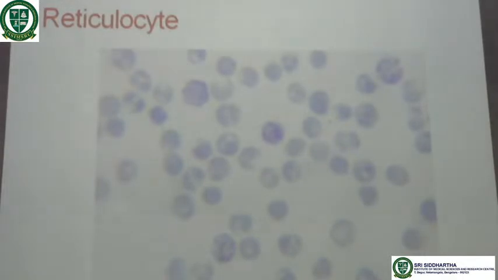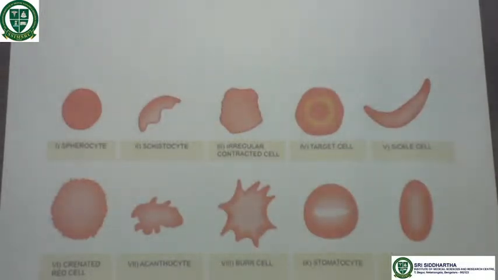They don't have genetic material. So these are the reticulocytes. Now I'll show you all the abnormal RBC forms. First one is the spherocyte, a RBC with no central pallor. Second is the cystocyte, or bite cell, or ruptured cell. Third is the irregular contracted cell.